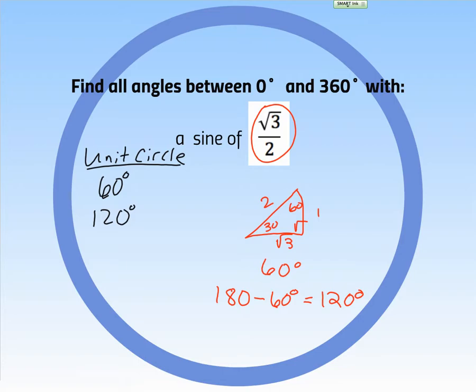The one thing I do want to say is make sure you pay attention. It says between 0 and 360 degrees, so we want our answers in degrees as well. Now, if it said between 0 and 2 pi, you would not write 60 and 120. You would want to make sure you write pi over 3 and 2 pi over 3. So keep in mind that even though it doesn't say give your answers in degrees, it's setting you up to do that because of the information that's in the question.